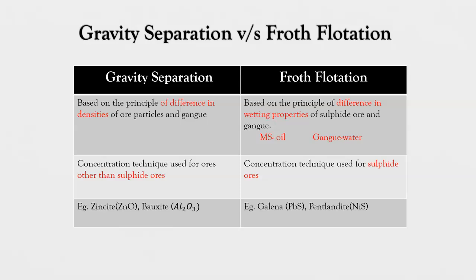Let us compare the two processes, the gravity separation and froth flotation. Gravity separation is based on the principle of difference in densities of ore particles and gangue, while froth flotation is based on the principle of difference in wetting properties of sulfide ores and gangue. The sulfide is wetted by oil and the gangue is wetted by water.